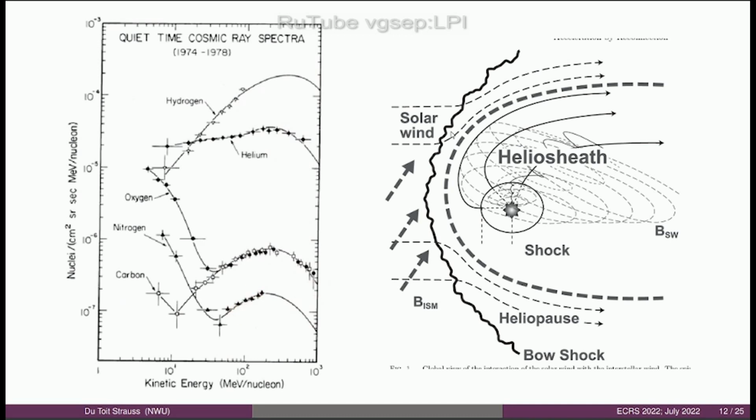What they saw is that below 100 mega electron volt per nucleon, for some of the species, you have this increase, or anomalous increase, at lower energies. Moreover, if you look at this anomalous increase, this second population has a different charge state. Where the galactic cosmic rays are fully ionized, these anomalous particles are usually singly ionized. So there's an anomalous charge state as well. It took a while to figure out where these particles come from. We have a good idea at the moment.